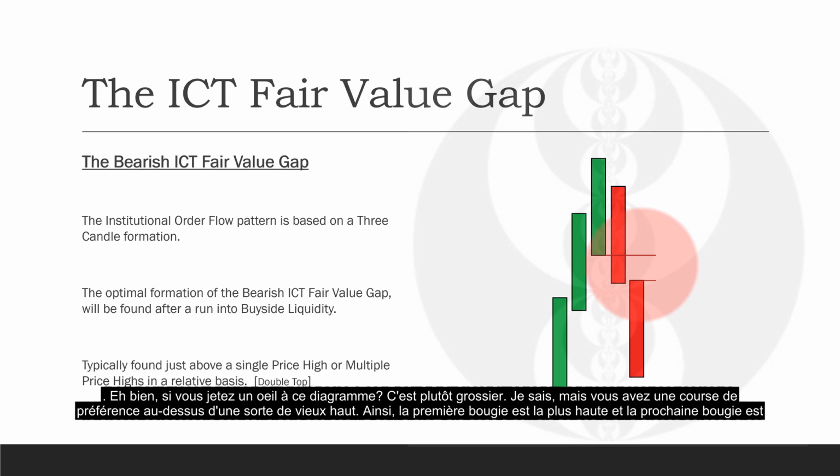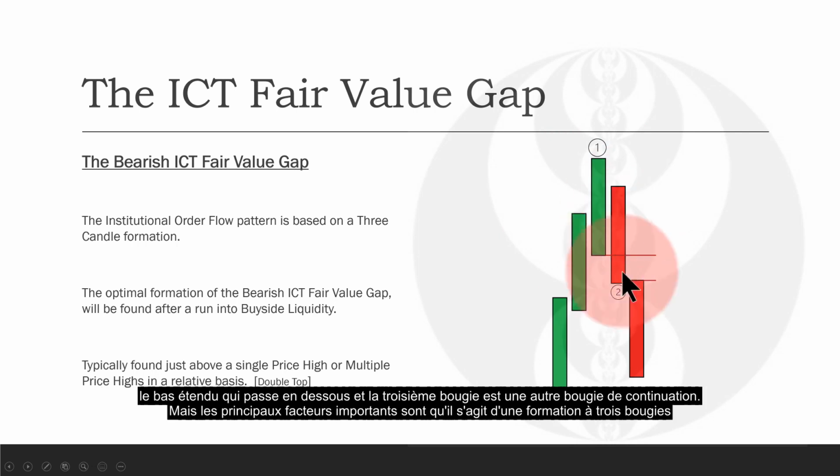So we're looking at what a bearish ICT fair value gap looks like. Well, if you take a look at this diagram, it's rather crude, I know. But you have a run, preferably above some kind of an old high. So the first candle is the high, and the next candle is the extended low that goes below it. And the third candle is another continuation candle, but the main important factors are this. It's a three-candle formation.